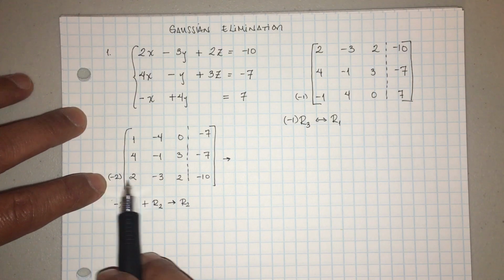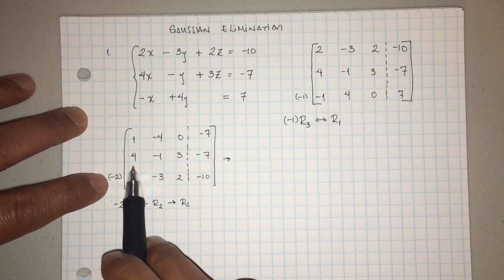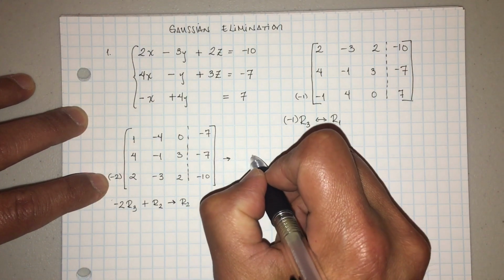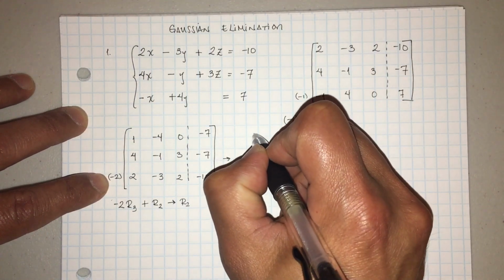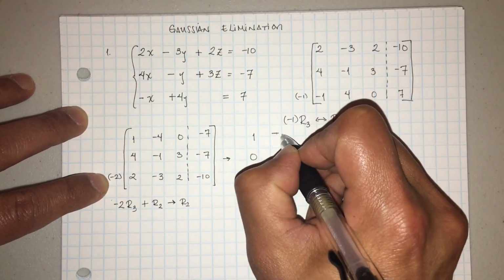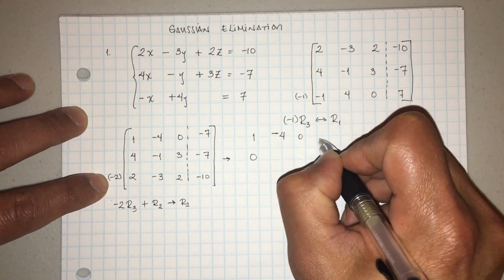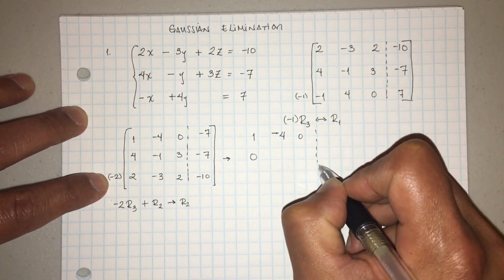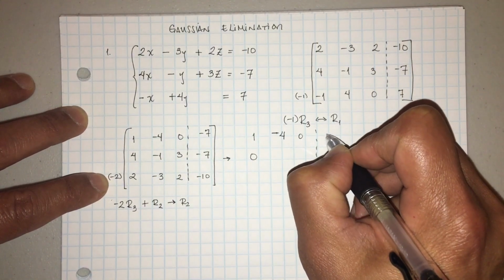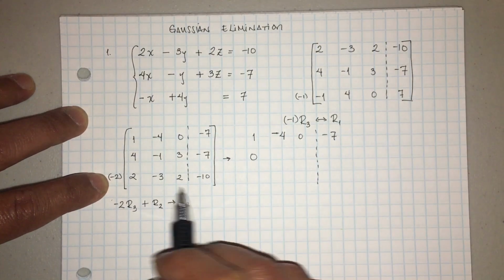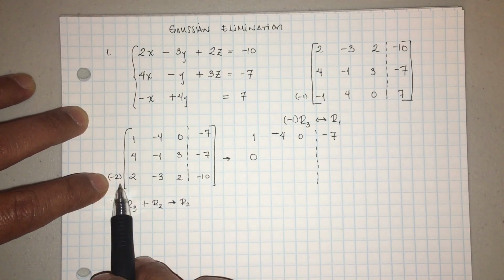All right, so what does that give me? So negative 2 times 2 is negative 4. Negative 4 plus 4 is 0. So this guy becomes a 0. So the first one up here stays the same. 1, negative 4, and 0. Okay. And then this guy becomes negative 7. All right. So then we continue.